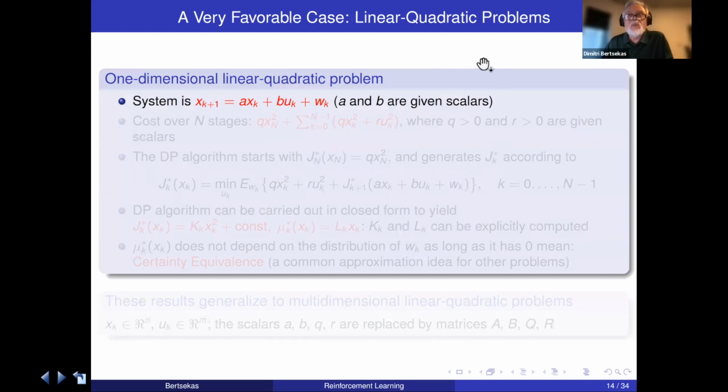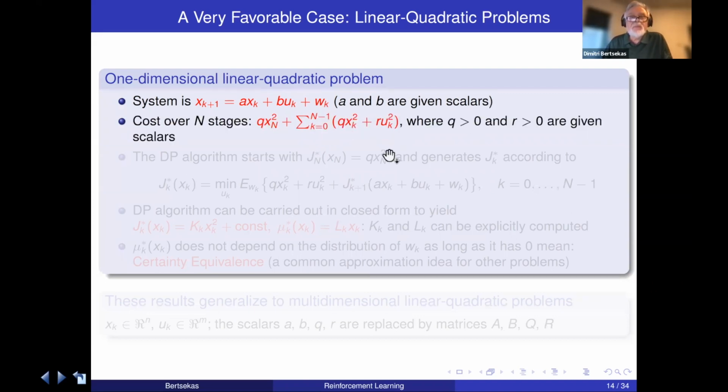We're going to consider problems involving a linear system and a quadratic cost function. And for simplicity here, we're going to focus on one-dimensional problems, where the state is just a scalar. xk plus 1 is generated linearly from the preceding state, the control that you apply, and also there's an additive random disturbance to be added. And A and B are given scalars. So this is the system equation.